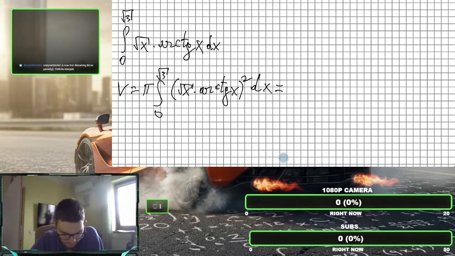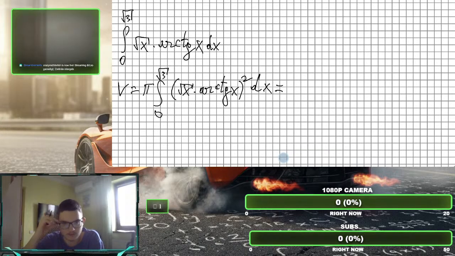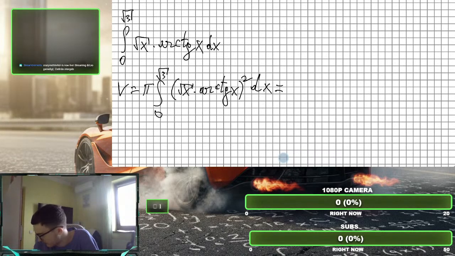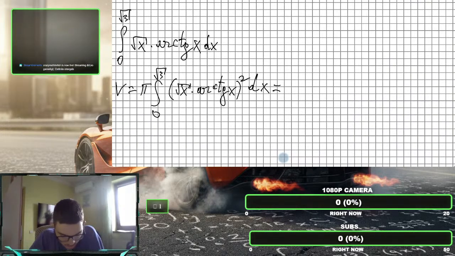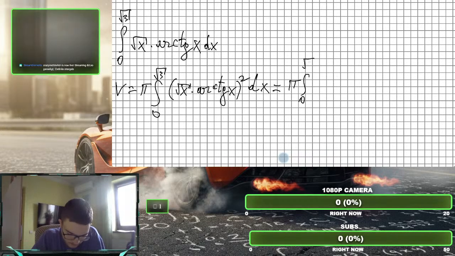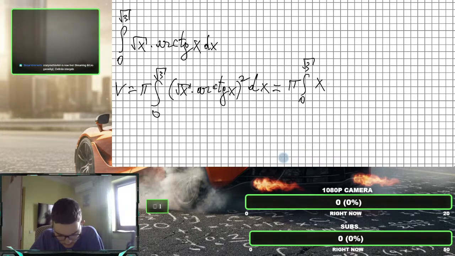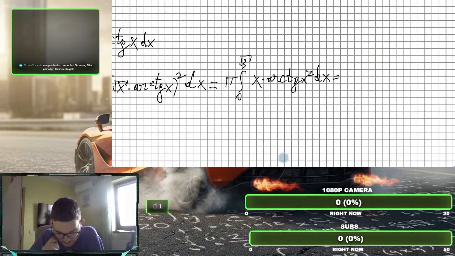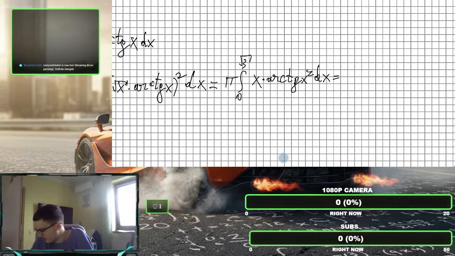Now you just do this. Essentially there's no formula for this kind of thing. Square root of x times arctan x to the power of 2. So I guess I can do this: the integral from 0 to square root of 3, x times arctan x squared, dx. And after this, arctan x squared, I don't know exactly how to do this arctan stuff, so let's go to ChatGPT.